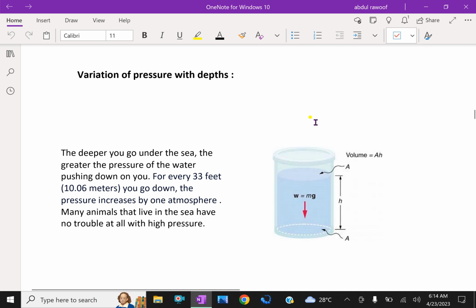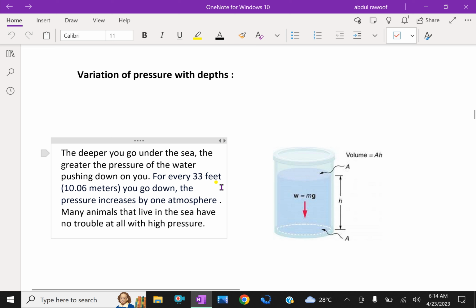Variation of pressure with depth. The deeper you go under the sea, the greater the pressure of the water pushing down on you. That means if you are in a swimming pool and go deeper, the pressure exerted on your body is more because of the greater depth.